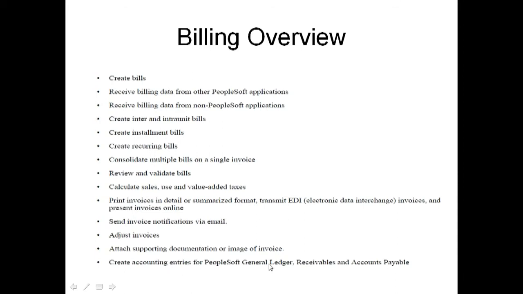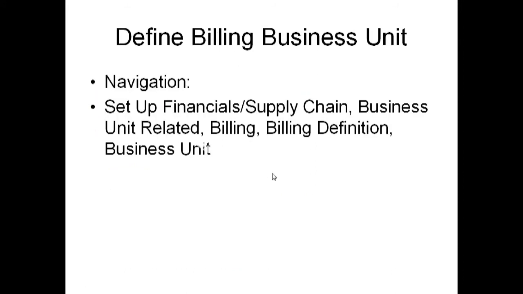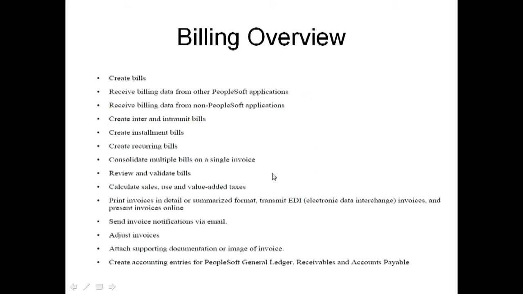And finally, create accounting entries for bills for general ledger and receivables, not accounts payable. After the invoice is generated, you can run the process to generate the accounting entries and post them to receivables. So these are the main features that the billing module has. Any questions so far before we dive into the control table setups?